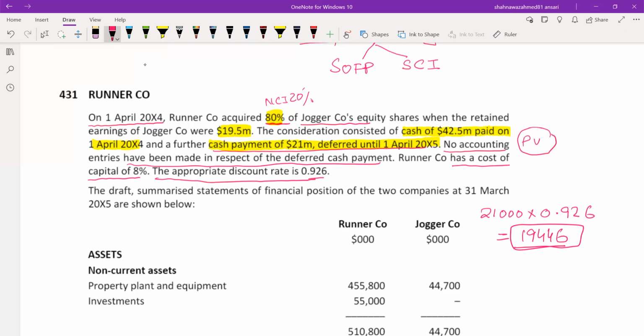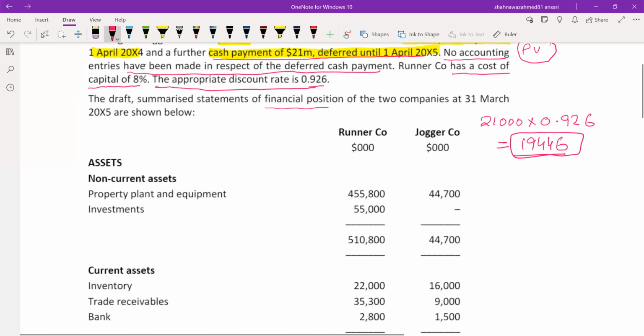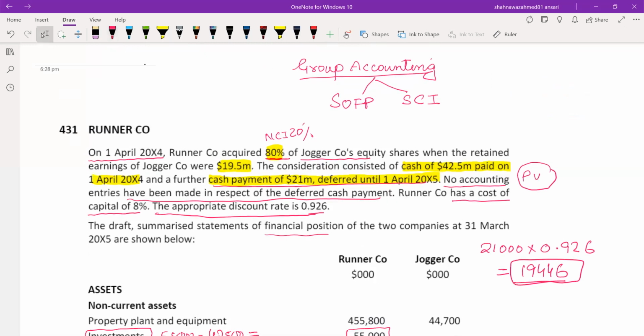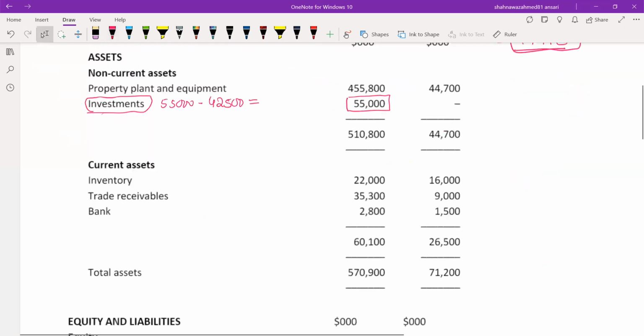The draft balance sheet of the two companies is given. Now see, the investment is already recorded 55,000. That means out of this 55,000, 42,500 is already recorded in terms of cash consideration. So the leftover is, out of 55,000, let me calculate what is the remaining value. 55,000 minus 42,500. It's 12,500. What is this 12,500? We have to see.